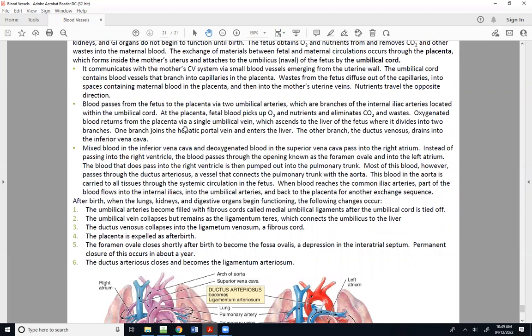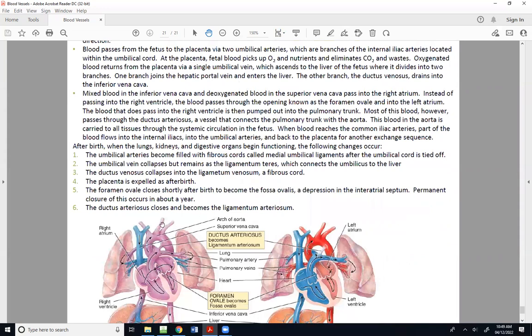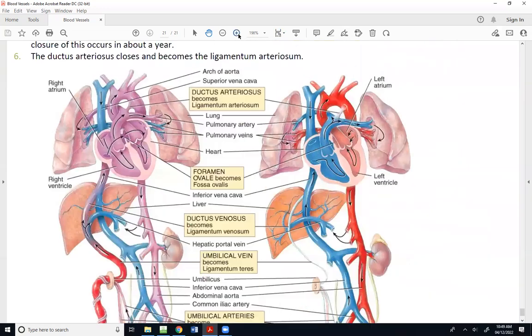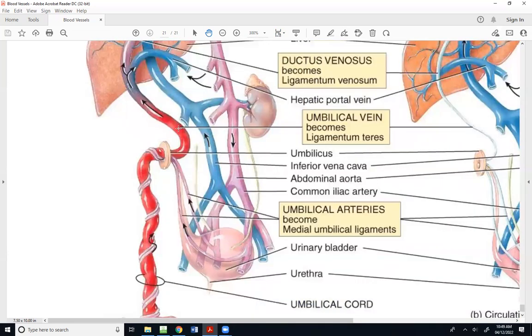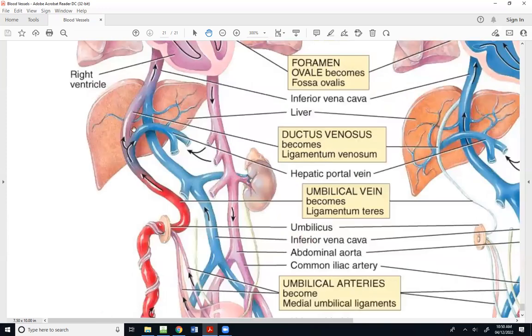Oxygenated blood returns from the placenta via a single umbilical vein, which ascends to the liver and then divides into two branches. We should see that occurring right here. Now notice the color of this umbilical vein is red, which is telling you that it's got what in it? Oxygen, okay? And that's because this is coming from mom and her oxygenated blood. It comes into the liver, and then we can see it forms two branches, okay?